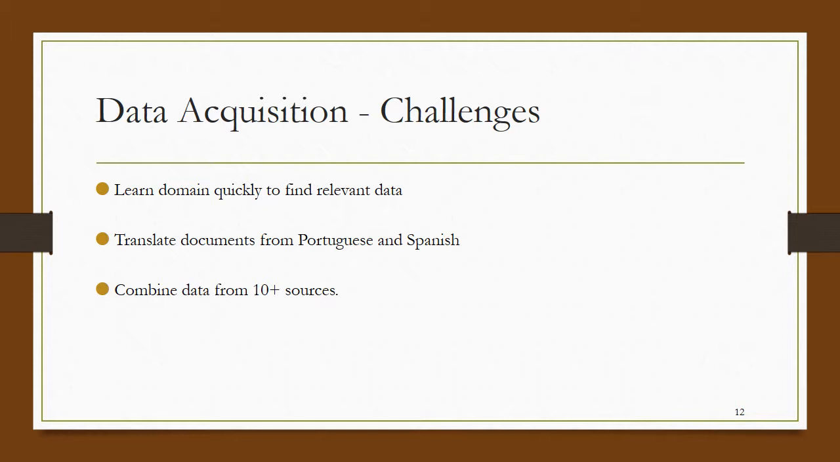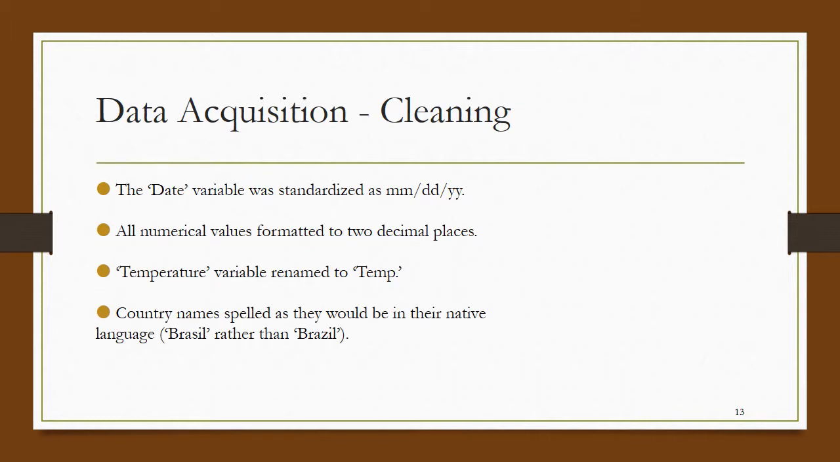There were a few challenges to get the data. I needed to learn about coffee and futures quickly to find the data. Some documents had to be translated, and there were more than 10 different data sources that had to be combined. Next, I want to describe a few data cleaning steps. The date variable was reformatted. All numerical values were rounded to 2 decimal places. The temperature variable was renamed, and country names were spelled as they would be in their native language.